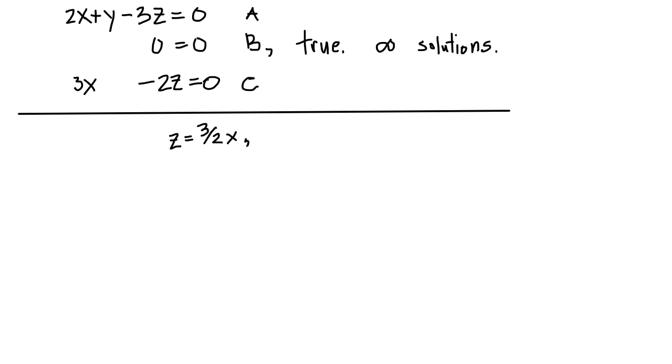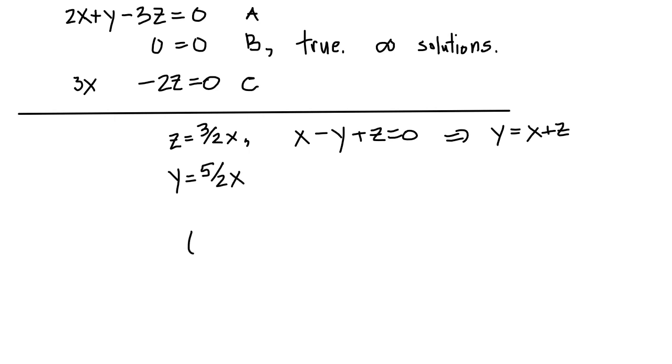And now I'm going to use my original part C. Remember, my original part C said x minus y plus z equals 0. And that means y equals x plus z. So y equals 1 plus 3 halves, so that's 5 halves x. So the point in question is x, the independent variable, y equals 5 halves x, and z equals 3 halves x. And this is a line.